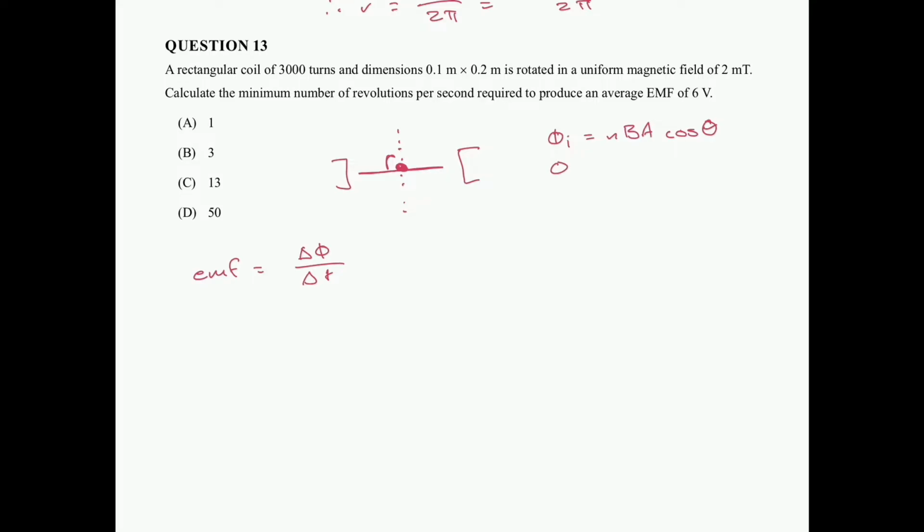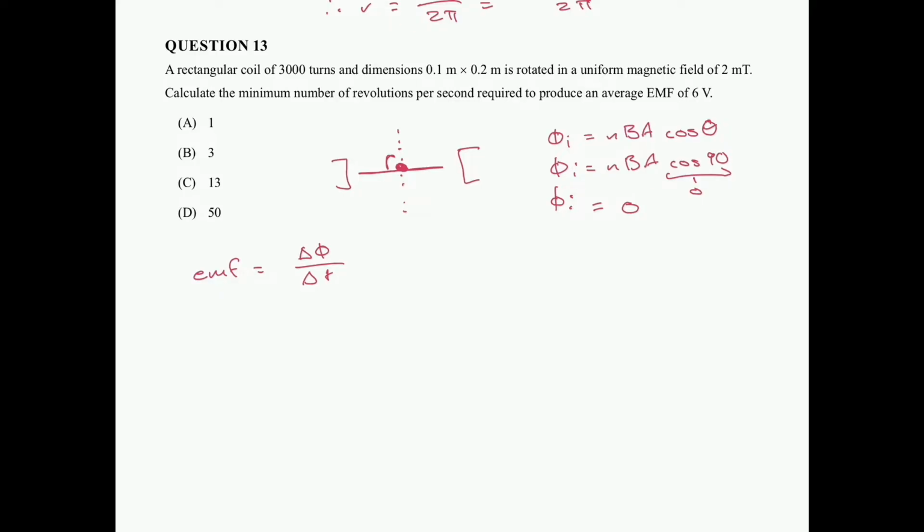So therefore, the magnetic flux, the initial, is equal to NBA cos 90. I'm not even going to substitute the values for N, B, and A because cos 90 is equal to 0. So 0 multiplied by all that is going to be equal to 0. So I've got my initial magnetic flux.